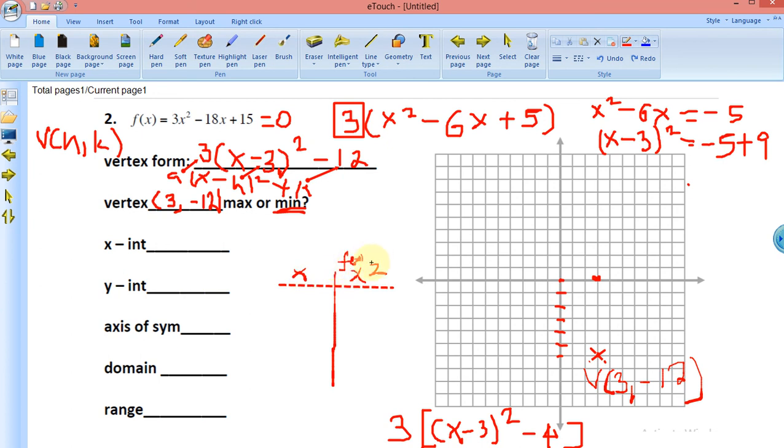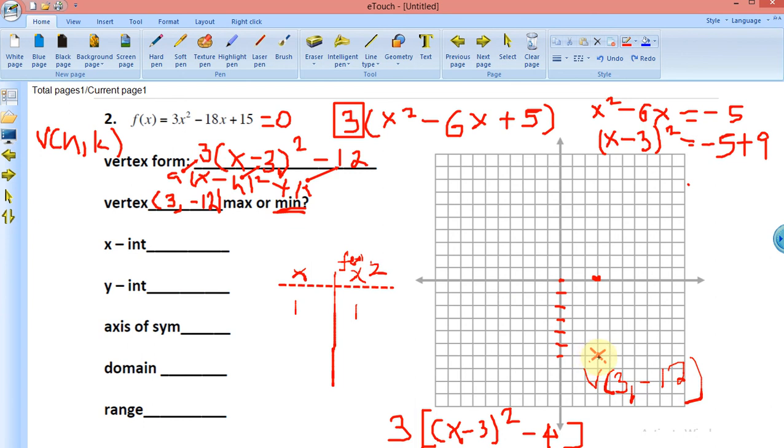So f of x is such that when x equals 1, I have 1, and when x equals 2, I have 4. That's what I should have. But the problem with this one is that the coefficient of x here is 3. So see what I'm going to do now. Okay, let's just get started.